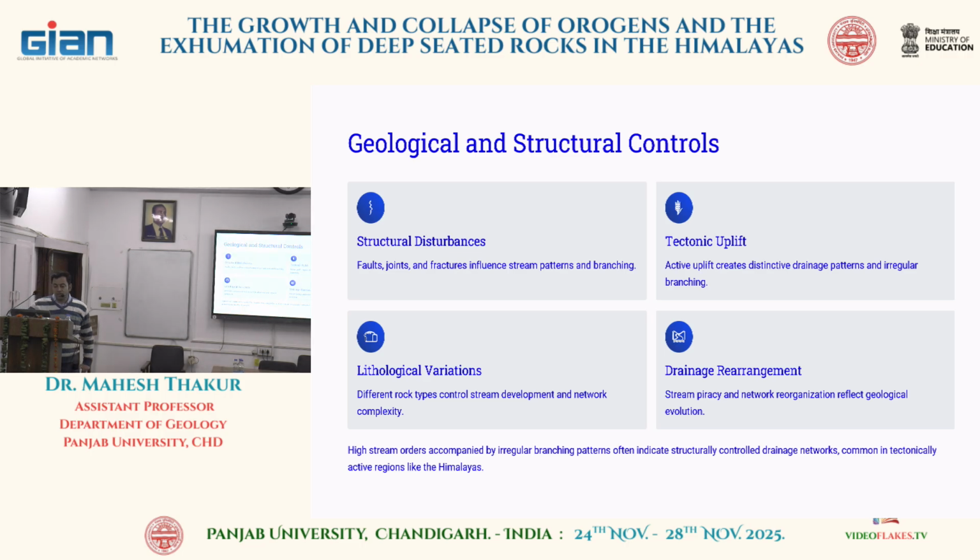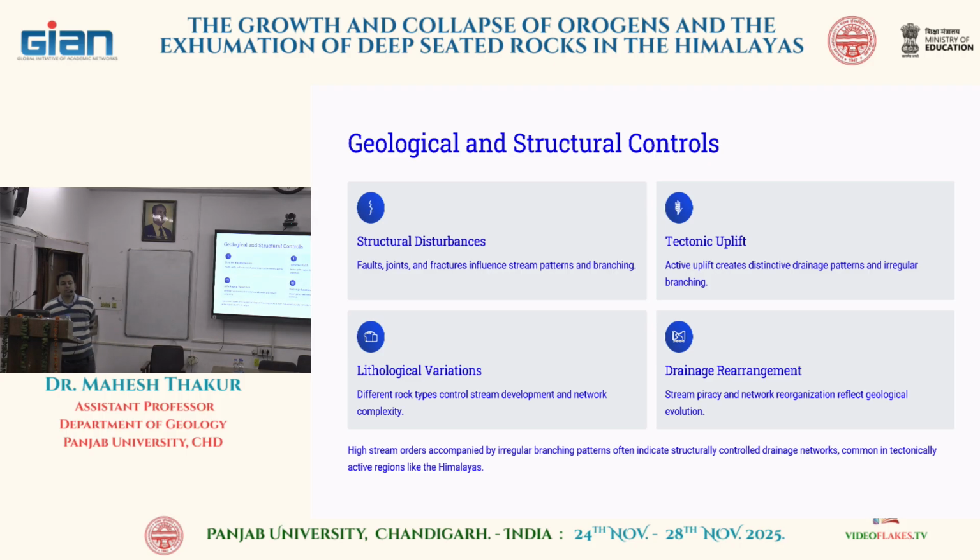Geological and structural controls: structural disturbances, faults, joints, fractures influence stream pattern and branching. These are structural faults. If it is an active fault, it can come into tectonics also. Joints, you know what a joint is, right? Joints are basically parallel sets of planes. Generally in Himalayan rocks, for example in the lower Shivaliks, we find 2 to 3 or sometimes 4 to 5 sets of joints.